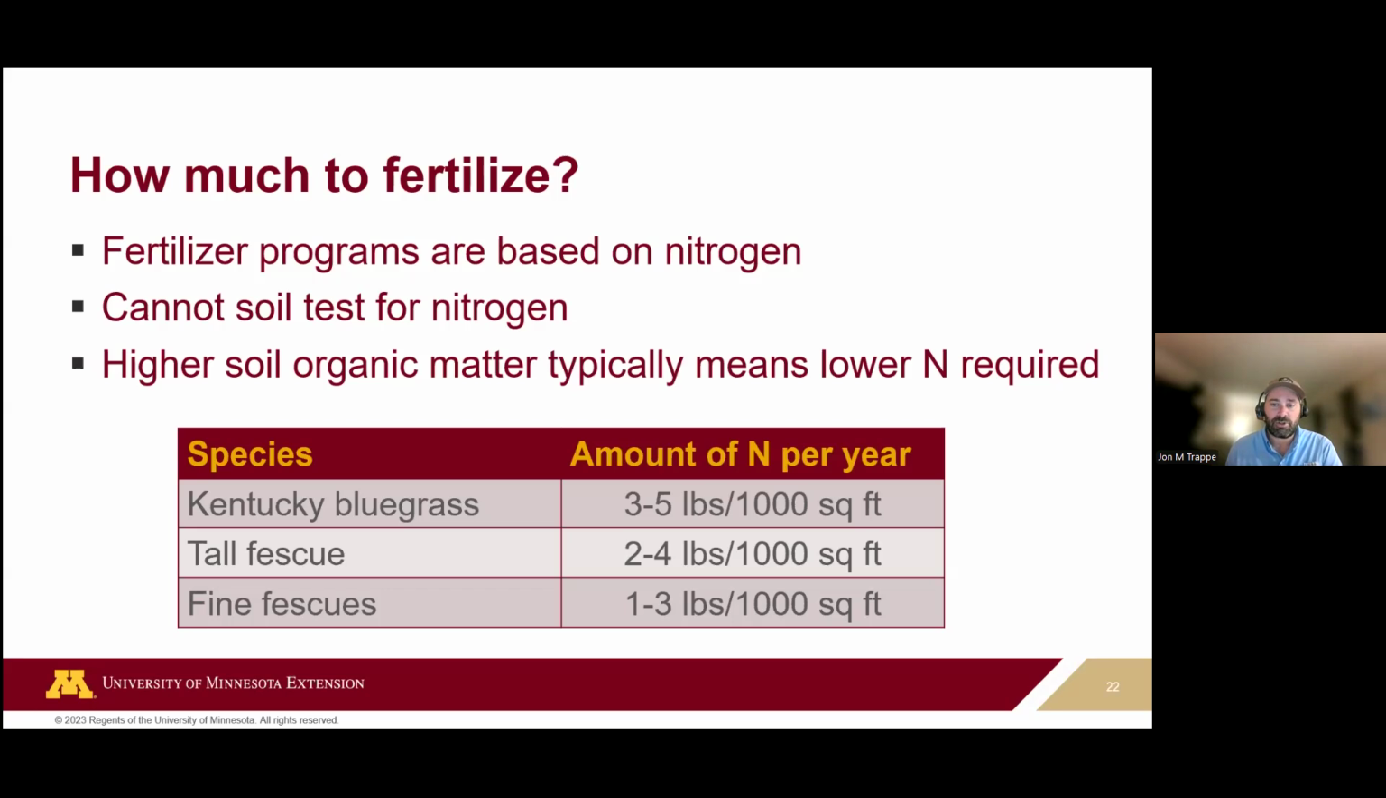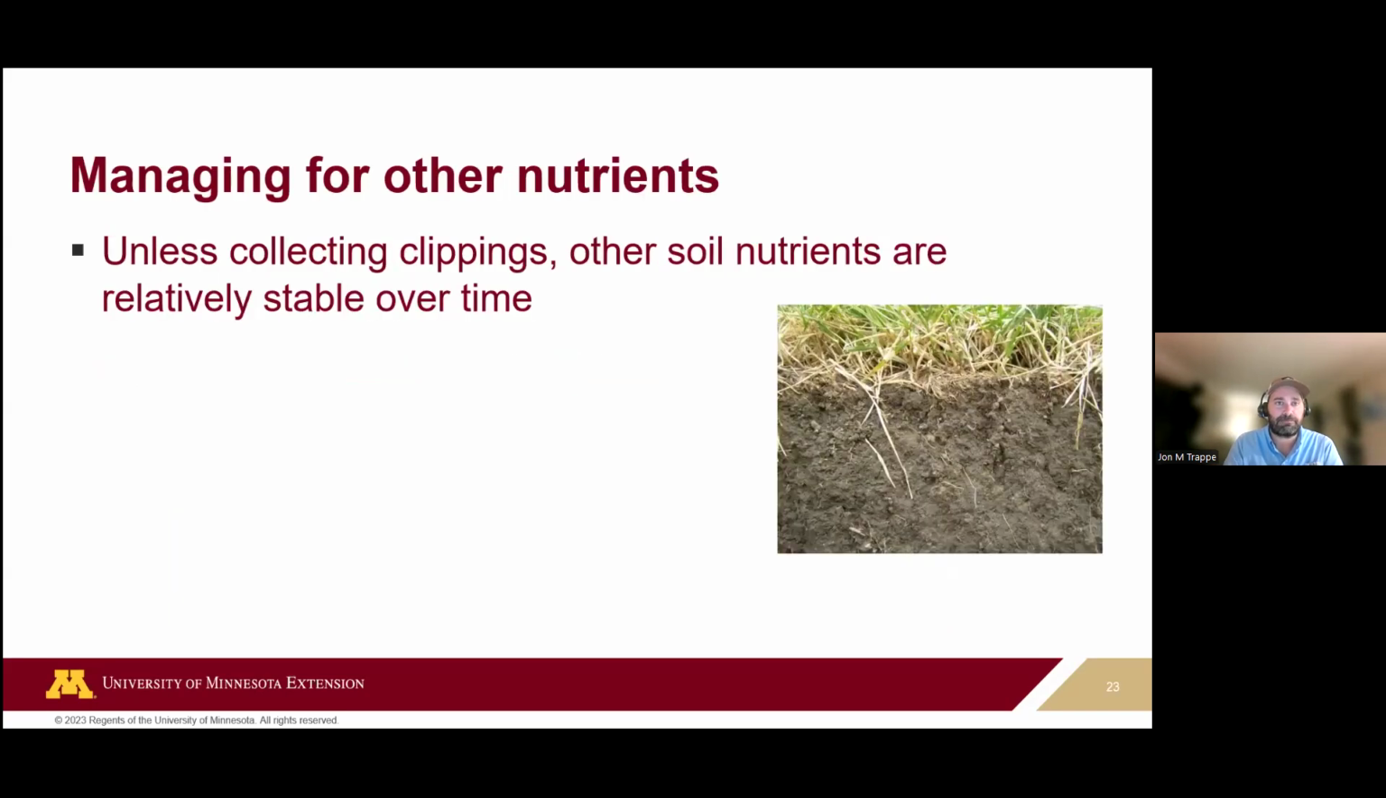Which species you have growing in your lawn dramatically affects how much nitrogen your lawn would actually benefit from. So things like Kentucky bluegrass, it's a little bit higher nitrogen requiring turfgrass species, 3 to 5 pounds of nitrogen per 1,000 square feet for the year. Tall fescues and the fine fescues are substantially lower than that, one third to one half that amount of nitrogen. So it really pays to know which turfgrass species you have growing because if you want to have as good of a lawn as you possibly can, you can tailor your management practices to that species.